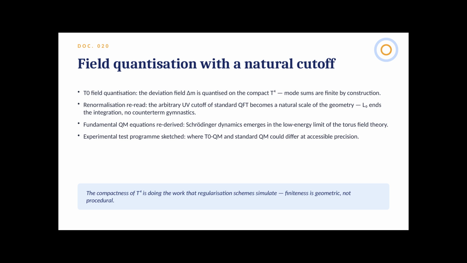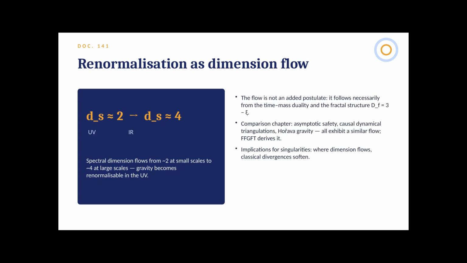L0 ends the integration. Compactness does the work that regularization schemes only simulate, and the ordinary Schrödinger dynamics of quantum mechanics emerges in the low energy limit, not as an axiom you assume, but as a consequence you derive.